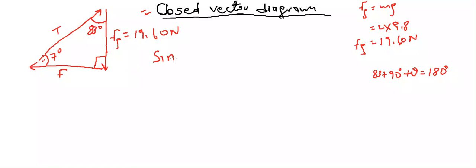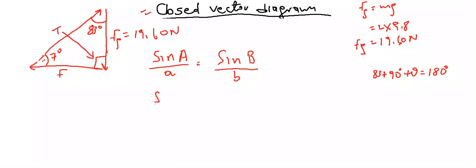Angle A, sine of angle A divided by the side that is opposite to A is equal to sine of angle B divided by the side opposite to B. That is the sine rule. So we do have FG, which means we always refer to FG. Let's calculate tension. Our tension here is opposite to this angle.